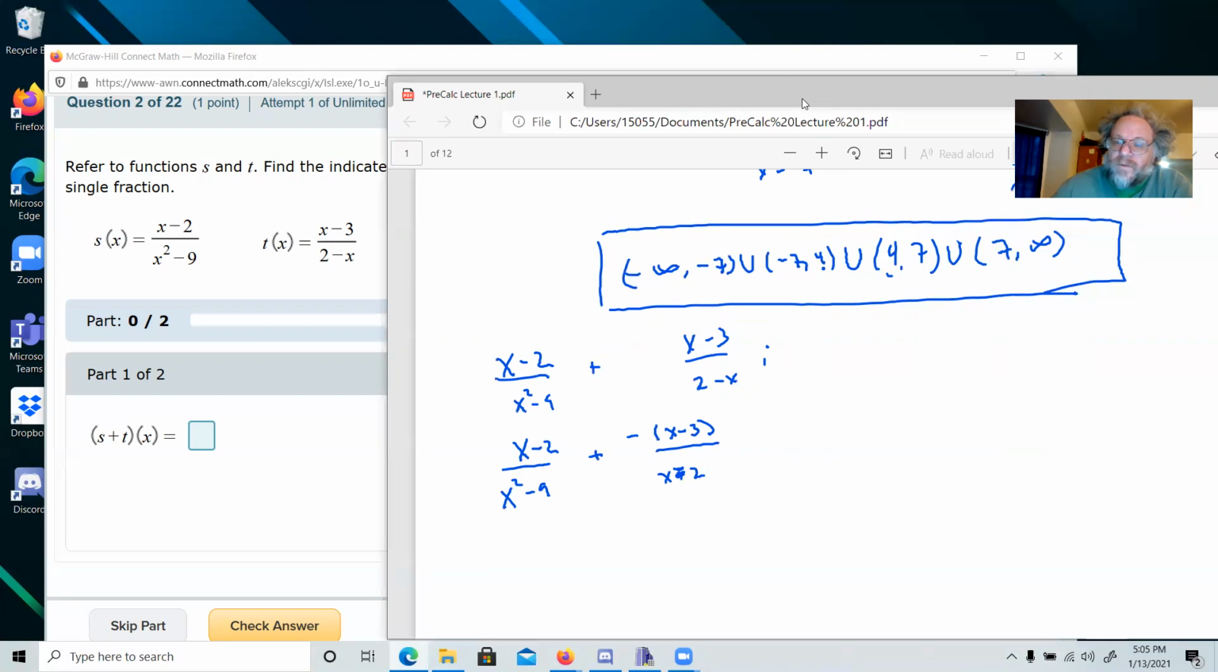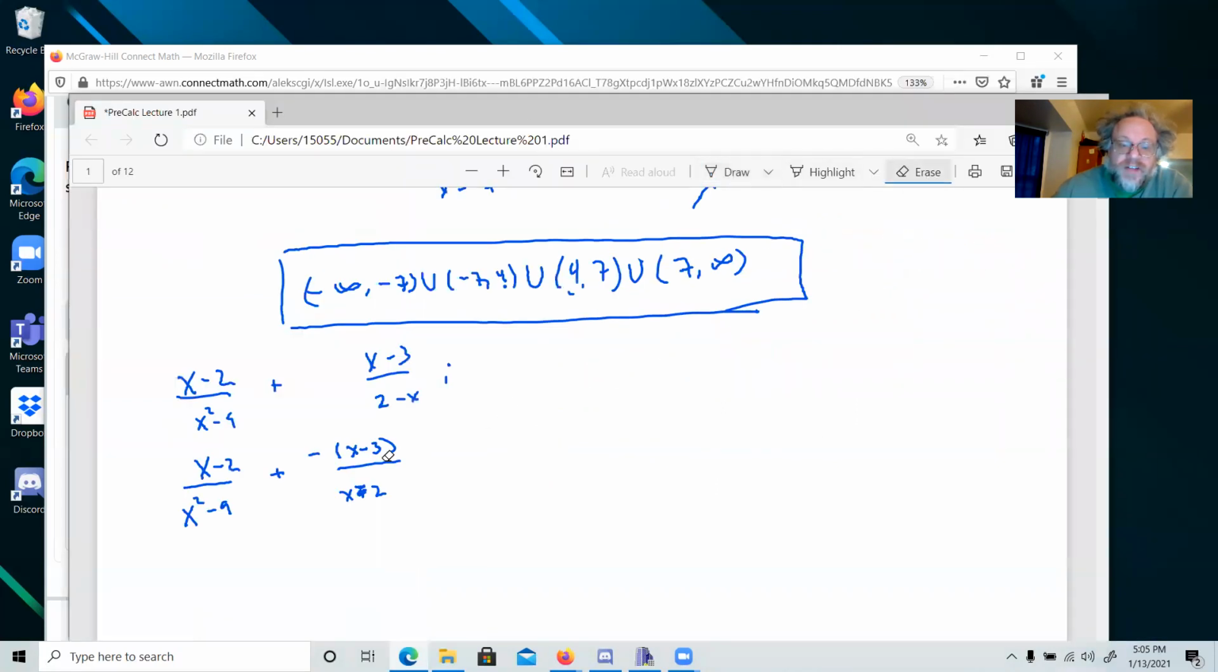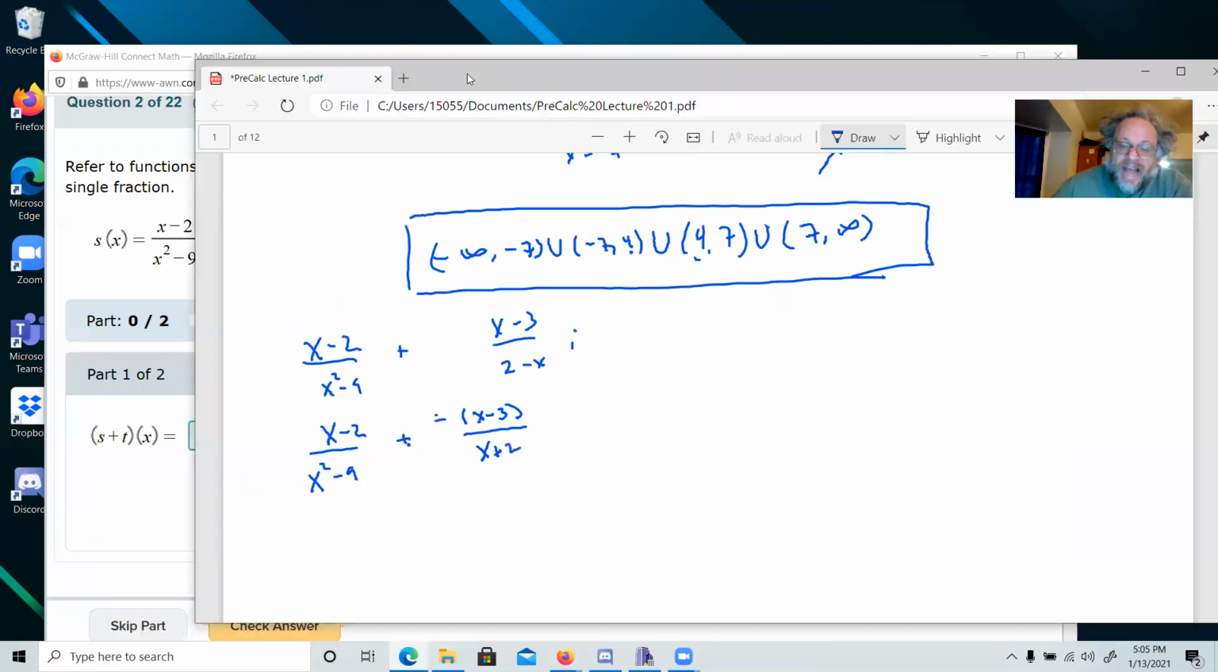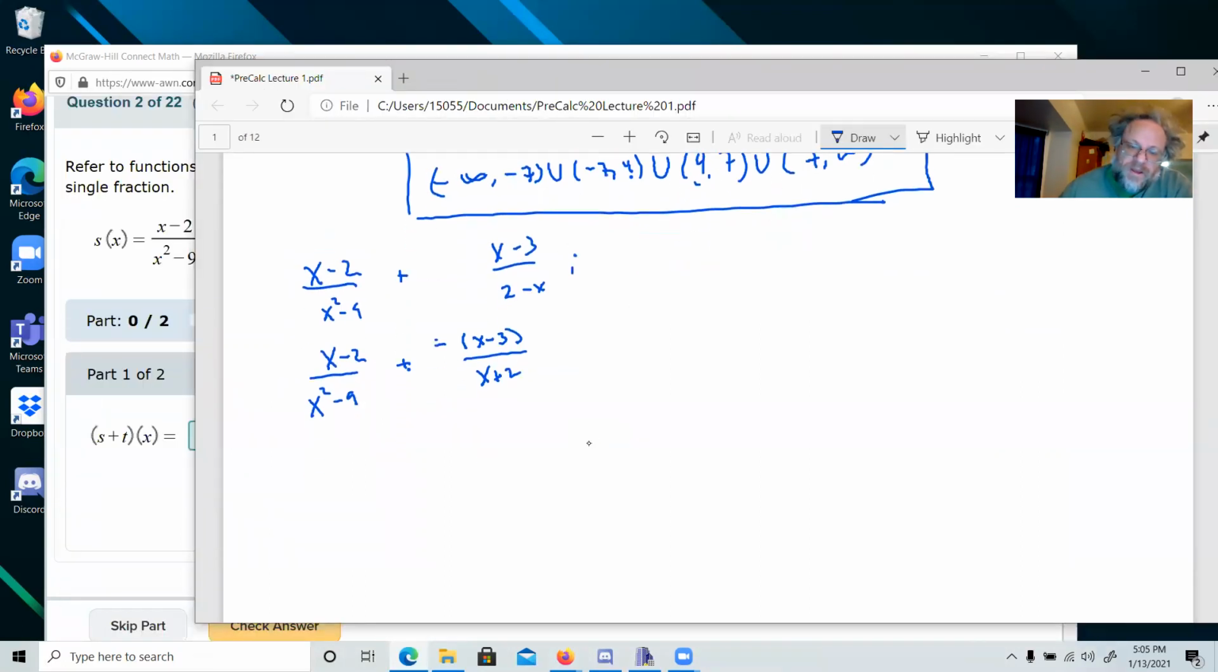Now we've got to get common denominators here because they told us to add. So this was x plus 2. You could put the minus here, by the way. That's fine, but you're going to have to remember it when you add again. So we have to add, which means we have to get common denominators. When you get common denominators, do not multiply out the denominators if you can at all help it. So we have x squared minus 9 here, and in here we need x minus 2.